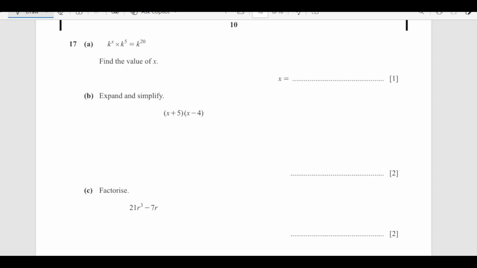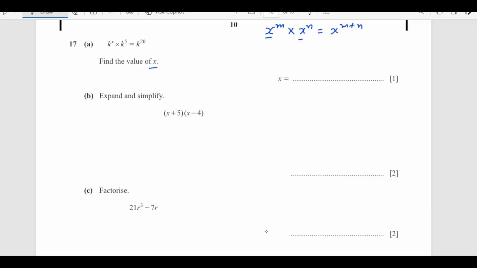Question 17, k power x times k power 5 equals to k power 20. Find the value of x. So we are going to use the exponent rules. Now if we have x power m times x power n, when base is same, then we add the powers, right? So we do this.